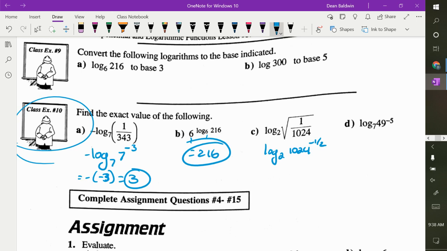Is it 10? Yeah, it is 10. Wow, Mr. Baldwin. 2 to the 10, and it's a negative a half. So what's my answer? Boom, negative 5. Because the negative a half is this, right? And then I multiply these two exponents. 10 times negative a half is negative 5.